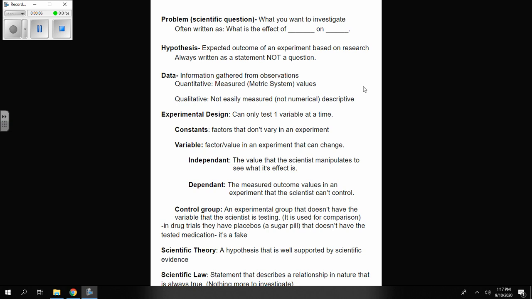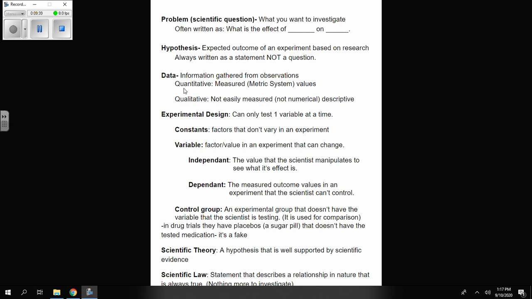So when we're talking about science, you always have a problem, a scientific question. What do you want to investigate? It's often written as, what is the effect of temperature on fish growth? There's an example. A hypothesis is that educated guess, the expected outcome of an experiment based on their research. Always written as a statement, underline that. It's not a question. There will be kids that get all the way to the Regents and they're still forming a hypothesis like a question.